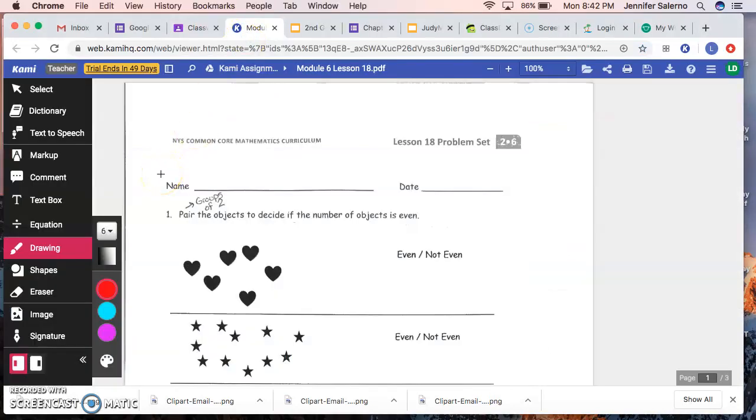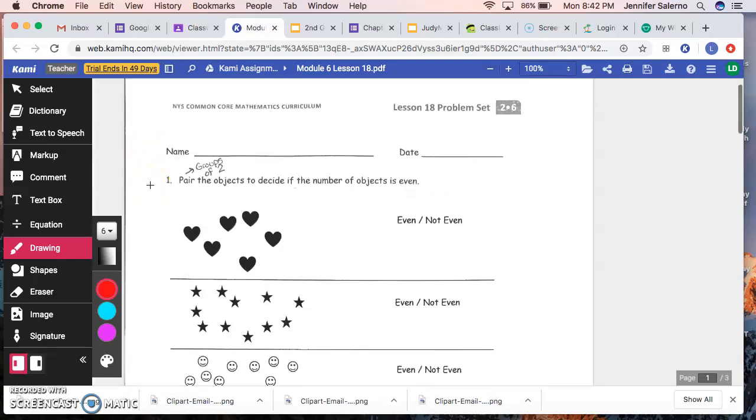We are going back, it's starting with if something is odd or even, okay? And that's kind of a review. I know you've all seen that before. And we're just going to go over it because we know that with Eureka sometimes the directions can be a little tricky, so that's the part that we need to be careful on today. So the very first part, it's saying that they want you to pair the objects to decide if the number of objects is even. So let's go over a couple things first.